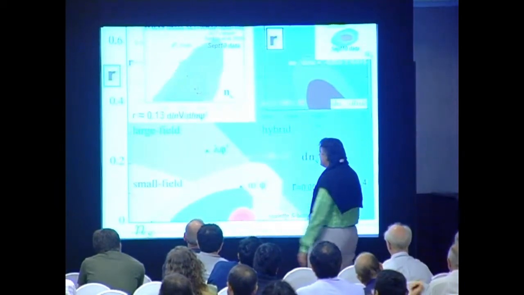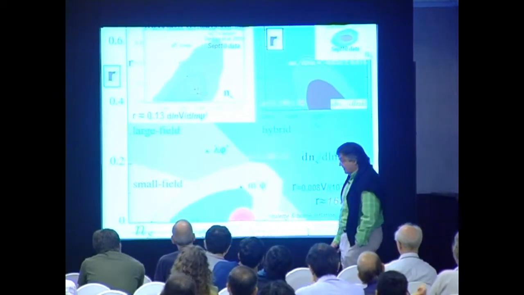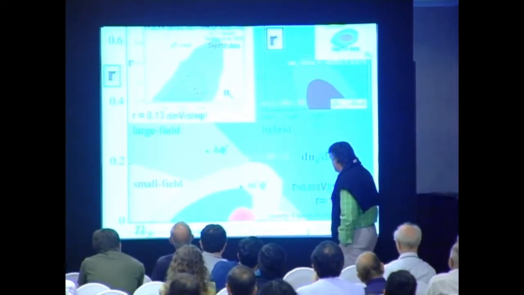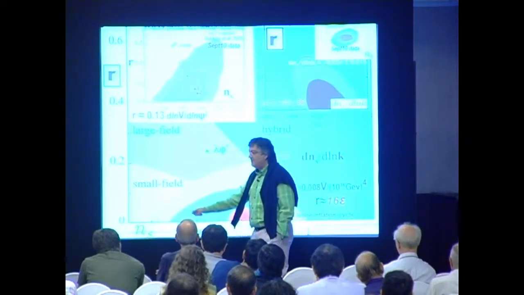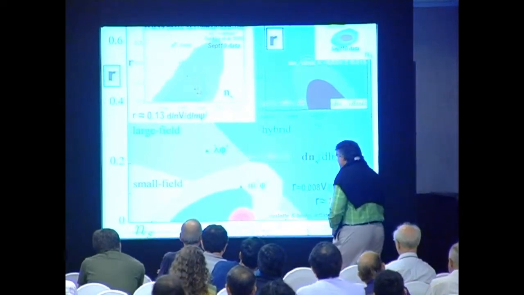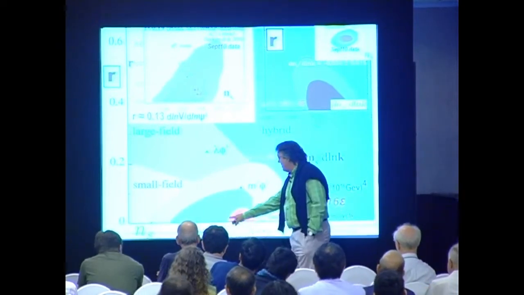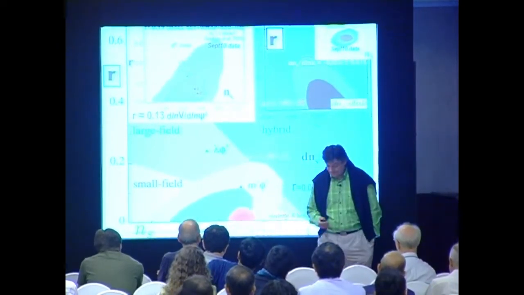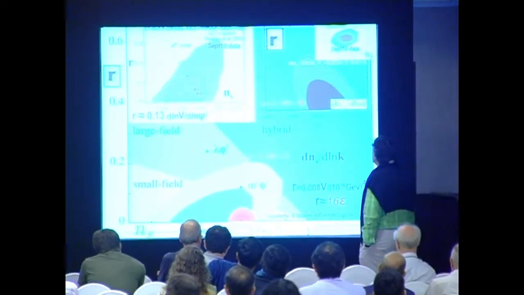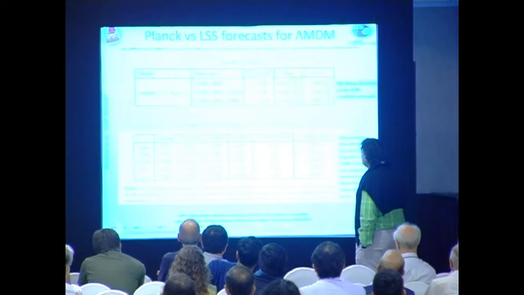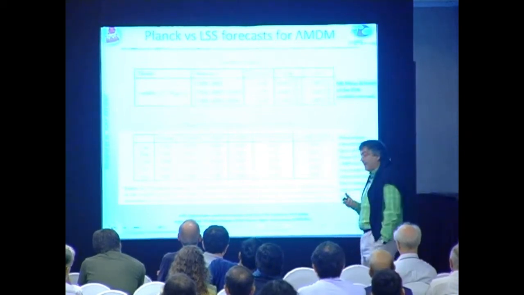Now, here is the status of where we stand concerning r, the tensor to scalar ratio, versus n_s. And we are here. We know that there are broad categories of, say, inflation variants. And here is where we hope to be with Planck in a short while. So that's one way to clear the ground. Another way is to see how Planck fares.